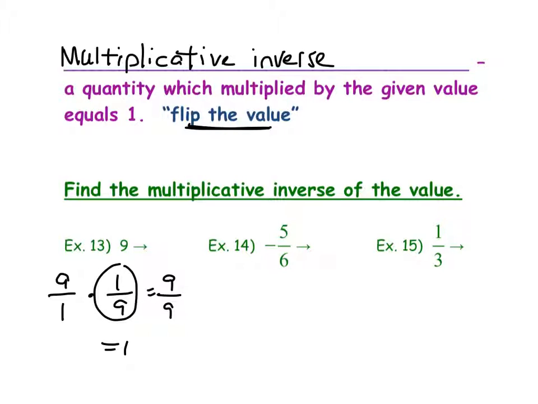Same with a -5/6. The multiplicative inverse of a -5/6 would be a -6 over 5, because when I multiply that together, I would get 30 over 30, which is also 1. And 1/3, the multiplicative inverse would be 3 over 1. So make sure you have the definition and these examples in your notebook.